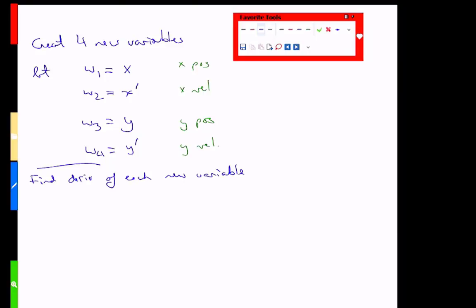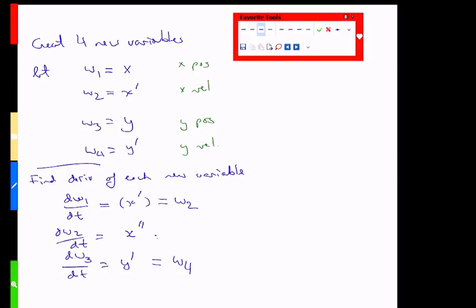Let's use W. So then the derivative of W1 with respect to time is the derivative of x, which is x prime, which is, in the new variables, what altogether? W2, exactly. We also get another freebie. The derivative of W3, well, W3 was y. When we take a derivative, we get y prime, and altogether it is W4. Fantastic. Then we get the fun ones.